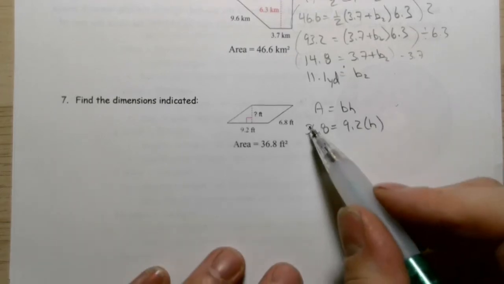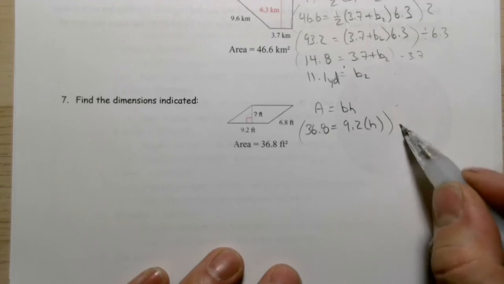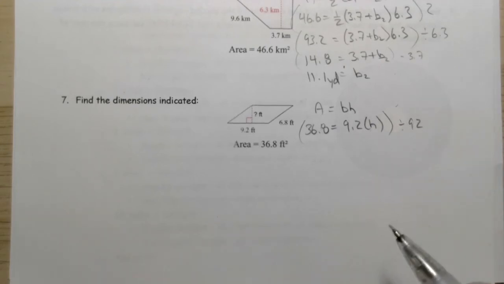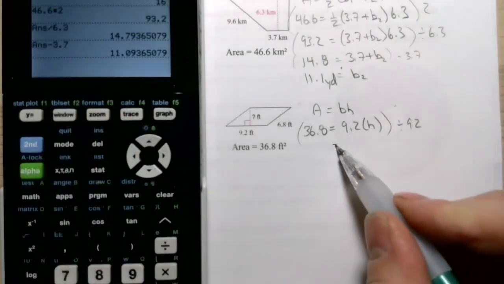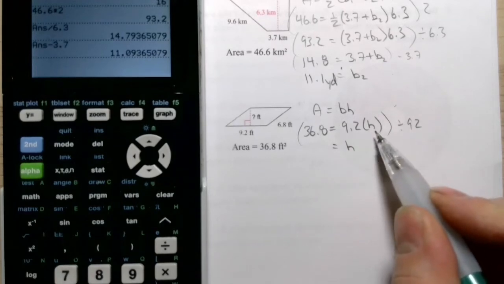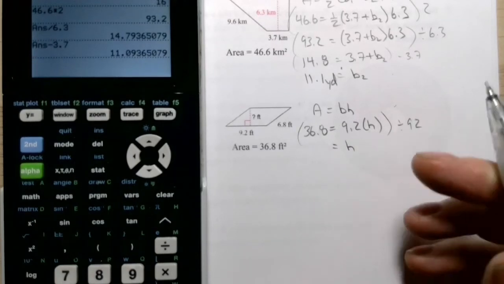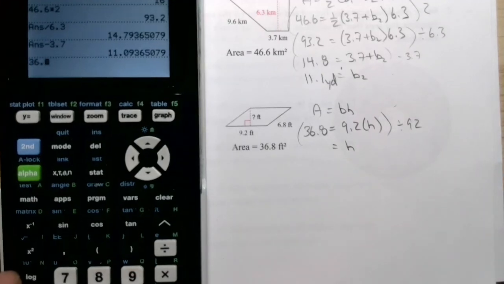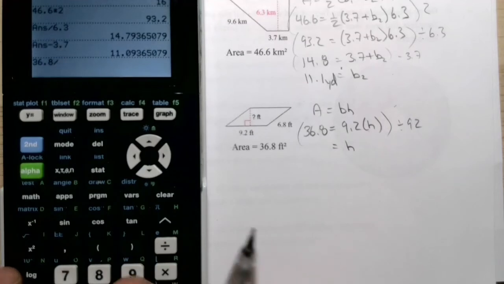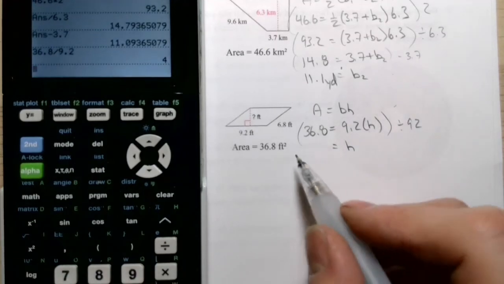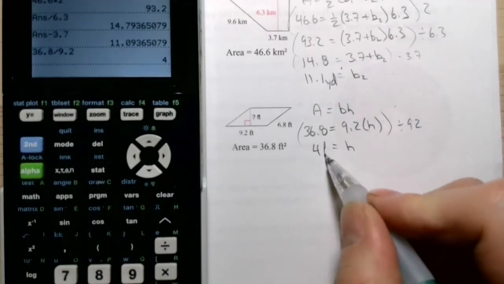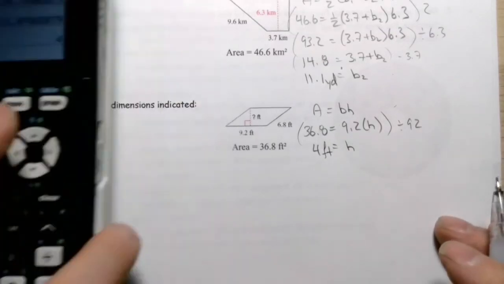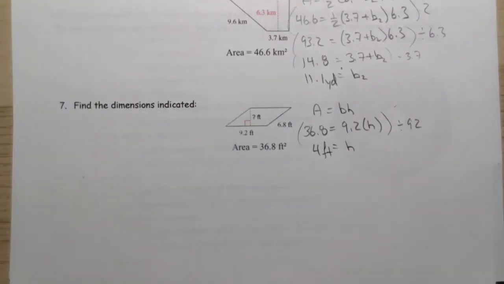So in order for me to get the height by itself, all I have to do is divide everything through here by 9.2. Now, on the right-hand side, that's just going to leave me with an h. Okay, 9.2 divided by 9.2 becomes 1 times h is h, so it just cancels. But on the left-hand side, it'll have to be 36.8 divided by 9.2. And I get a nice 4 feet as the height, as the missing dimension in this particular problem.